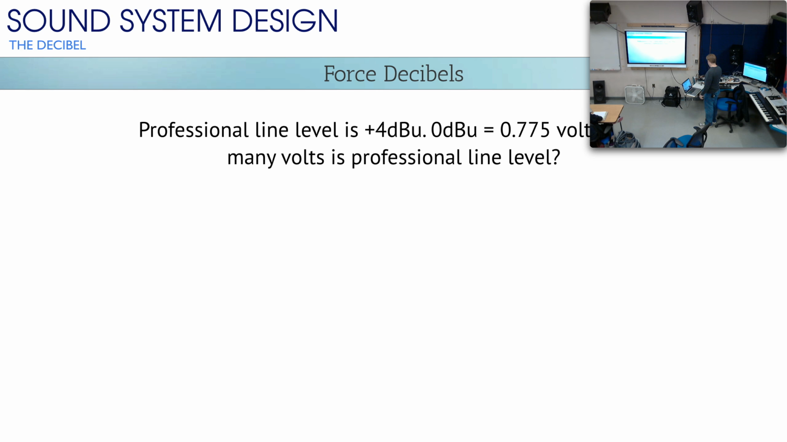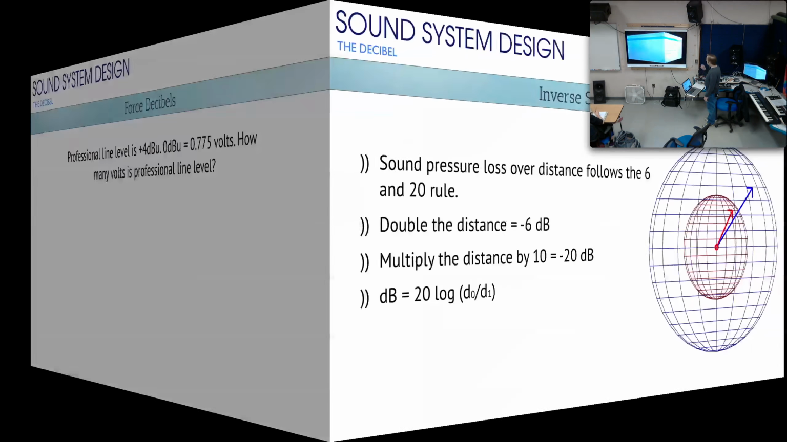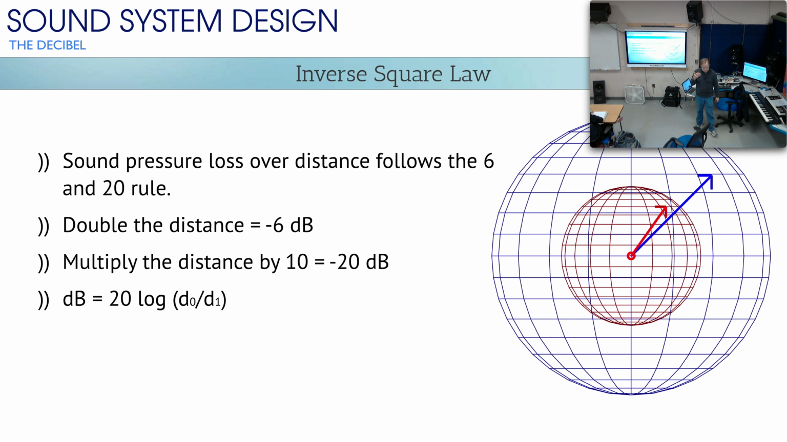Okay, so I'm going to say 1 meter divided by 30 meters. I get 0.033333333. I want a logarithm of that, and then I'm going to multiply it by 20. And I get negative 29.54.